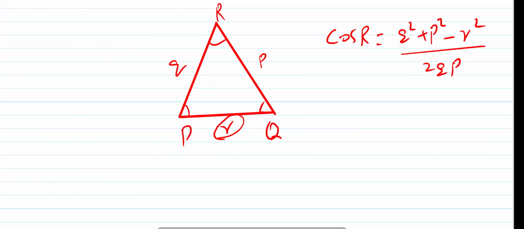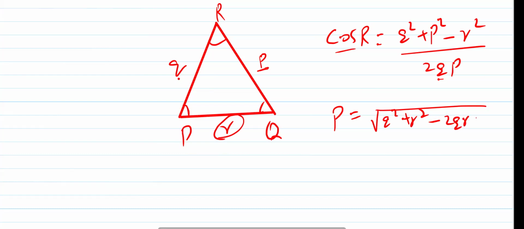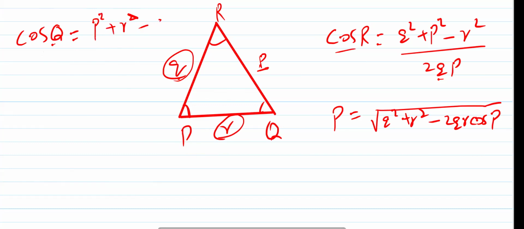Let's say I ask you, how will you find p? So p will be the square root of, because it's a side, not the angle, Q square plus R square minus 2QR cos of angle P, because opposite to that side is the angle P. Now if I ask you to make the angle formula for Q, it will be cos Q. This side you will keep at the end, and the other two sides you will use: P square plus R square minus Q square, divided by 2PR. So this one we will use to find the angle when all three sides are given, and we will use any one of them.